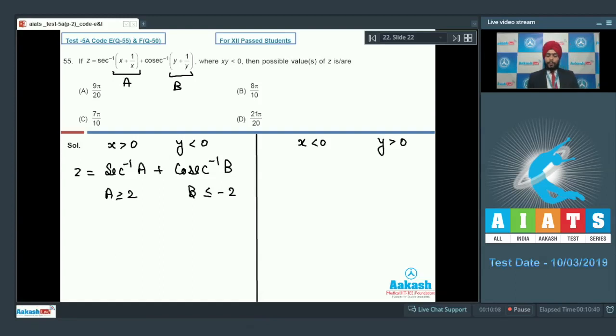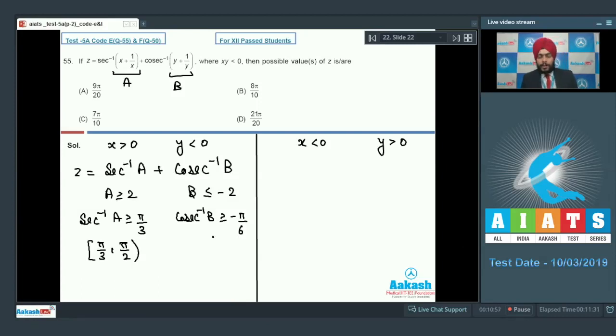So I'm calling this A, I'm calling this B. If A is greater than or equal to 2, that means secant inverse A is greater than or equal to pi by 3. That means this lies in the interval pi by 3 to pi by 2 open. If B is less than or equal to -2, cosecant inverse B is greater than or equal to minus pi by 6, but at the same time it is less than or equal to 0. So the range is minus pi by 6 to 0. Adding for z, I have the range for z in the first case of the question: pi by 3 minus pi by 6 is pi by 6, to pi by 2.